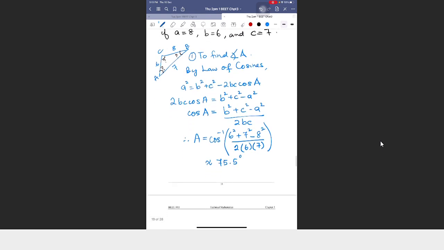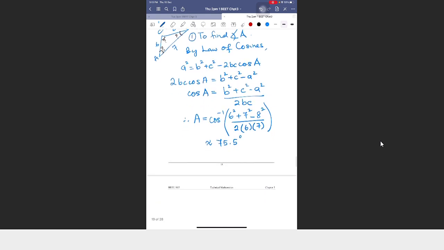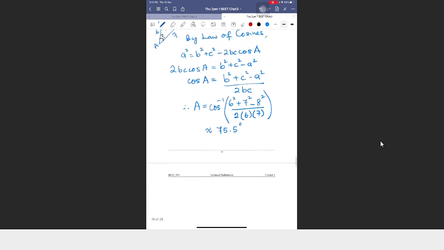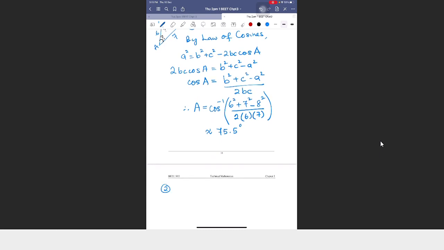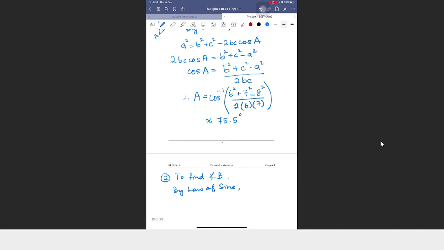So the first step is using law of cosine. Then for the next angle, only then do you have the option. You can use either law of sine or law of cosine. In this case, it doesn't matter. Let's say the next angle I want to find is angle B, since I already have my A. Then I'm using law of sine. That one will be much easier and faster compared to cosine. You have to rearrange correctly and make sure it's correct.